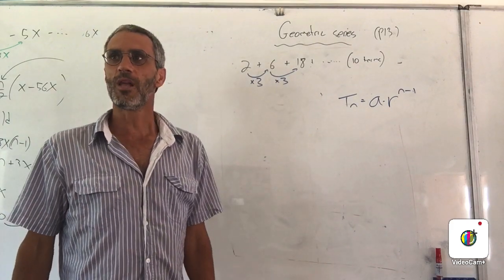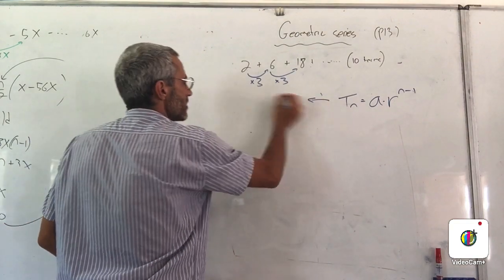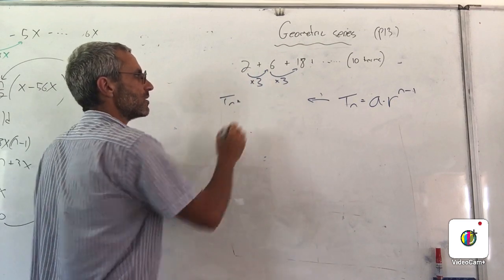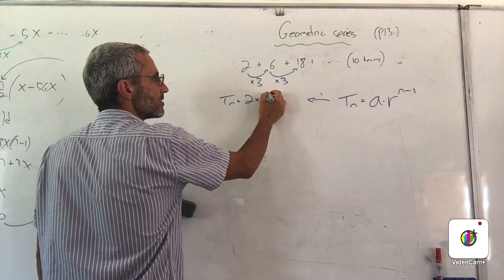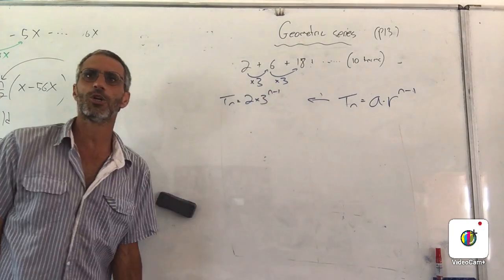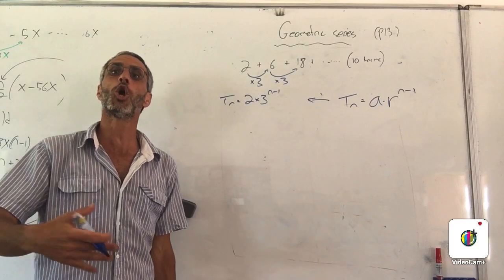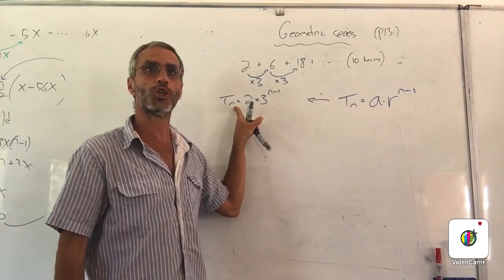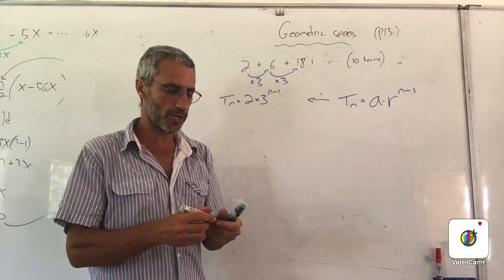Now I'm going to give you an example. In this case, what is Tn equal to? Specifically for this, 2 times 3 to the power of n minus 1. That's not just 10, that's the general nth term. If I want to know the 10th term, if I want to know the last term, we're going to use that.